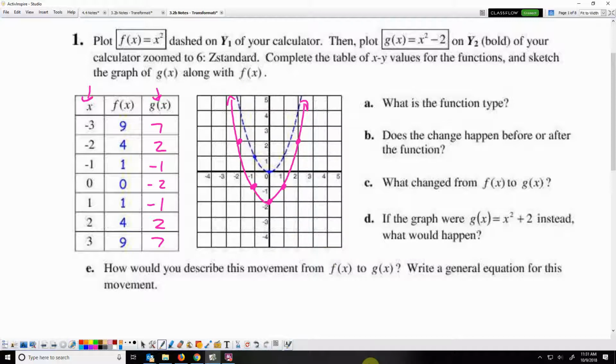Okay, so what is this function type? F of x equals x squared. That is a square function. Does the change happen before or after the function? So this is the change, this minus 2. Everything shifted down 2 units. Did that happen before or after the function? Well, by order of operations, x squared minus 2, the squaring happens first. So that change happens after that function. What changed? It shifted down 2. So from this original function to the transformed function, it shifted down 2.